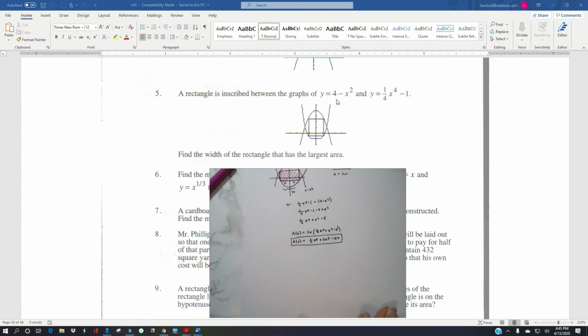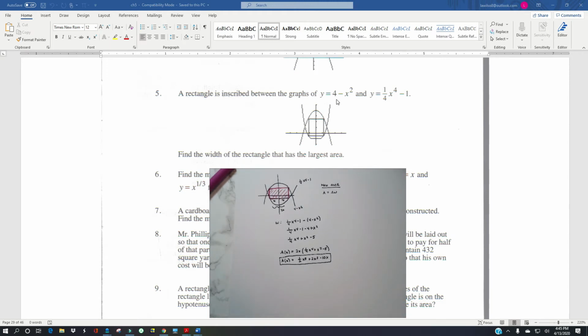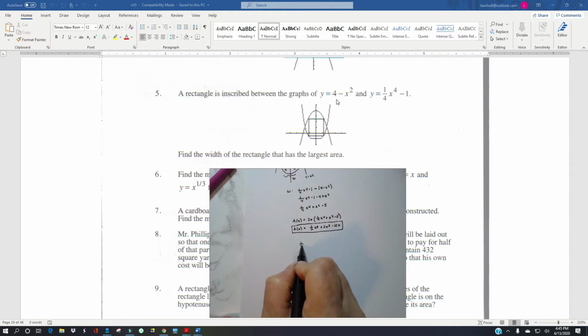Okay, now I said the domain was going to be a little bit of fun, and it is. When you have a rectangle inscribed between two curves, how you find the domain is you set the two functions equal to each other. So let's do that. We have 1/4 x to the 4th minus 1 equals 4 minus x squared. And I'm going to multiply through by 4 to get rid of the fraction. So we have x to the 4th minus 4 is equal to 16 minus 4x squared. That gives me x to the 4th plus 4x squared minus 20 is equal to 0.